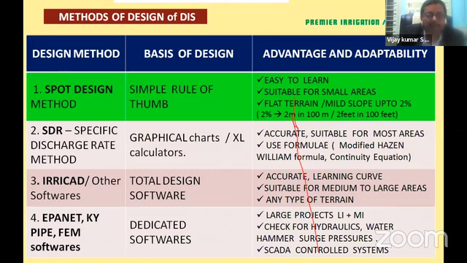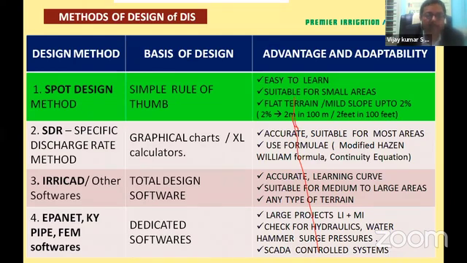The next commonly used method, which is very widely used by most of us, is the specific discharge rate method, wherein we have to use graphs and Excel calculators. These are very accurate and can be used for any kind of area. They have built-in formulas within them. Typically, the modified Hazen-Williams formula or the continuity equation is used.